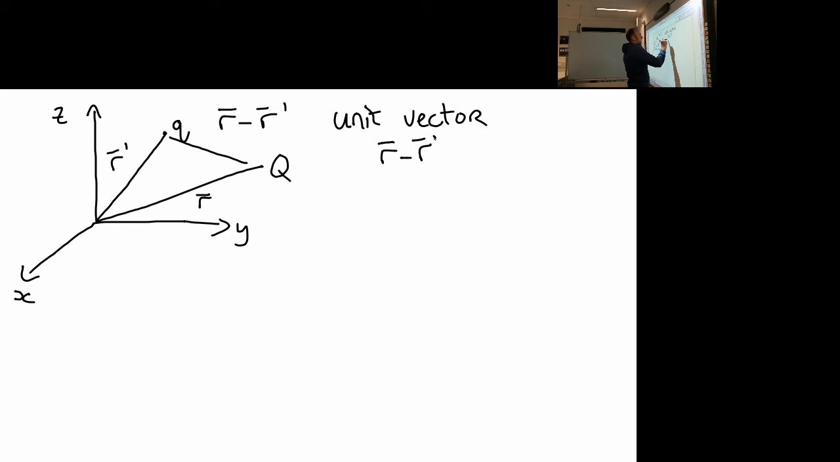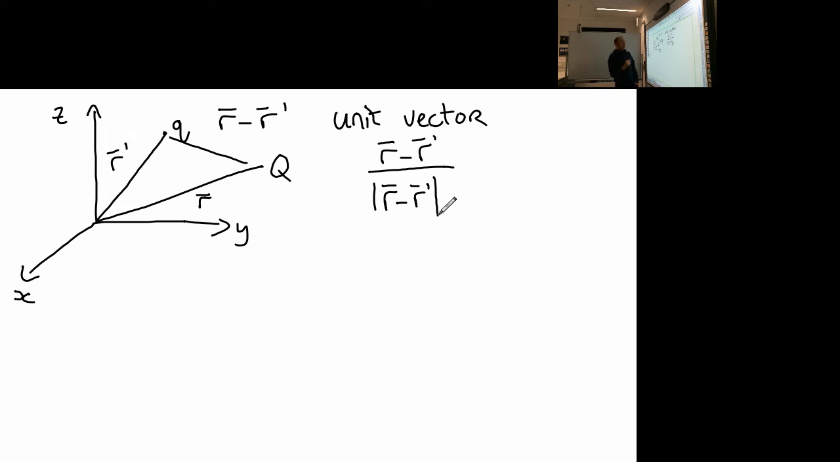Now, as you saw in the lessons on vector analysis, what we have between the two here is our separation vector, which is given by R minus R prime. And what we can write for this is a unit vector. So we have a unit vector which is given by R minus R prime over the magnitude of R minus R prime. Okay, so that's over the magnitude.